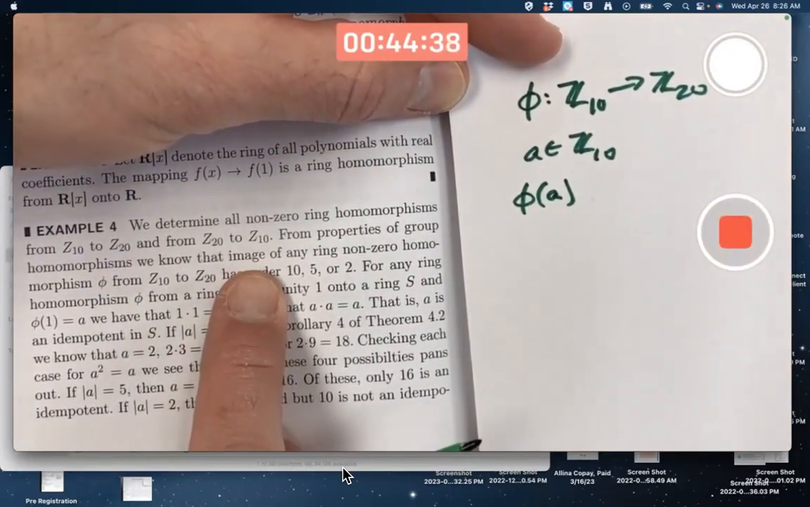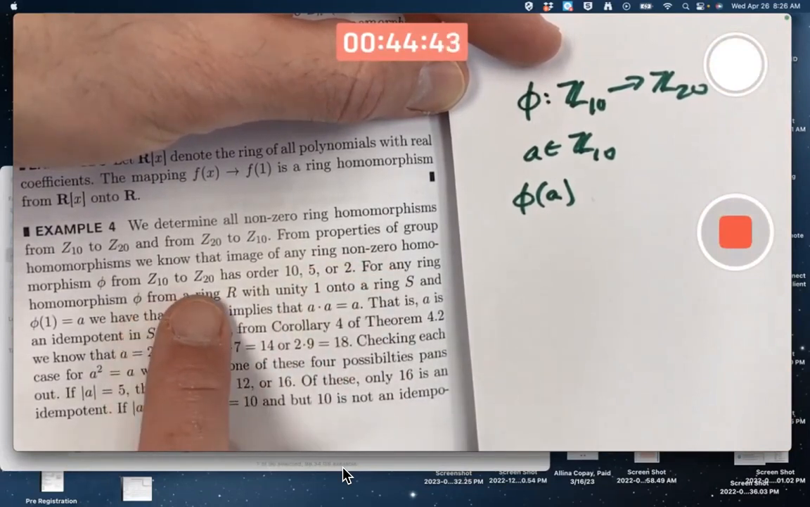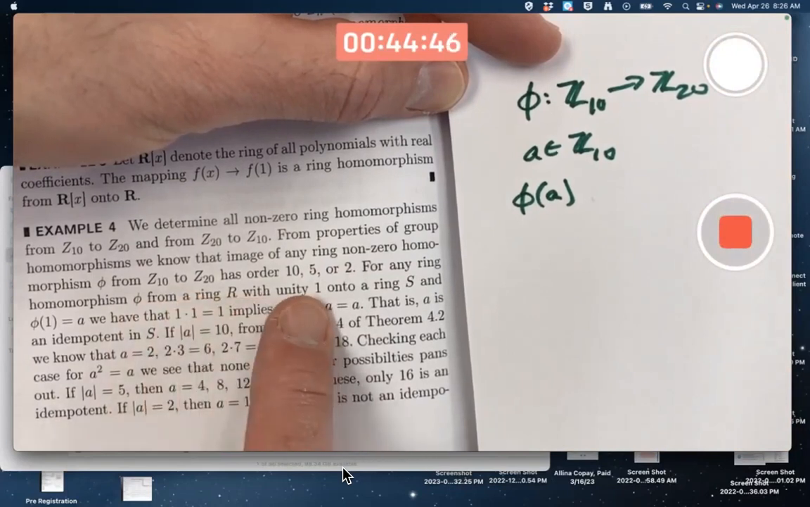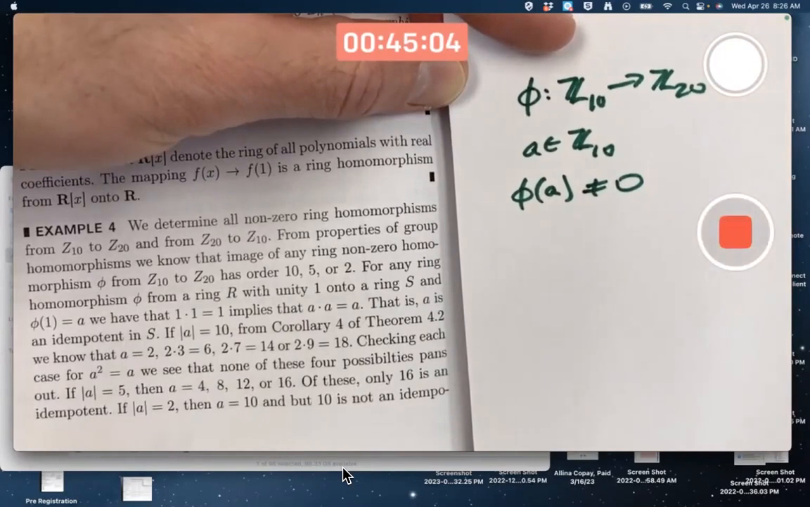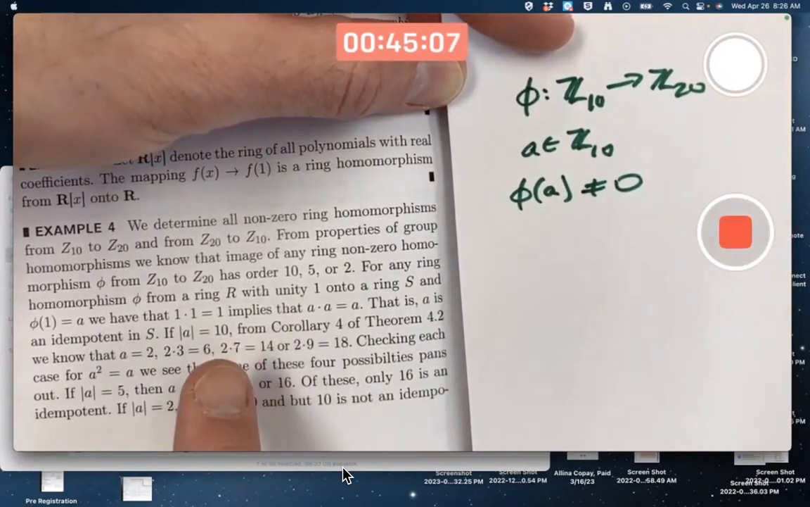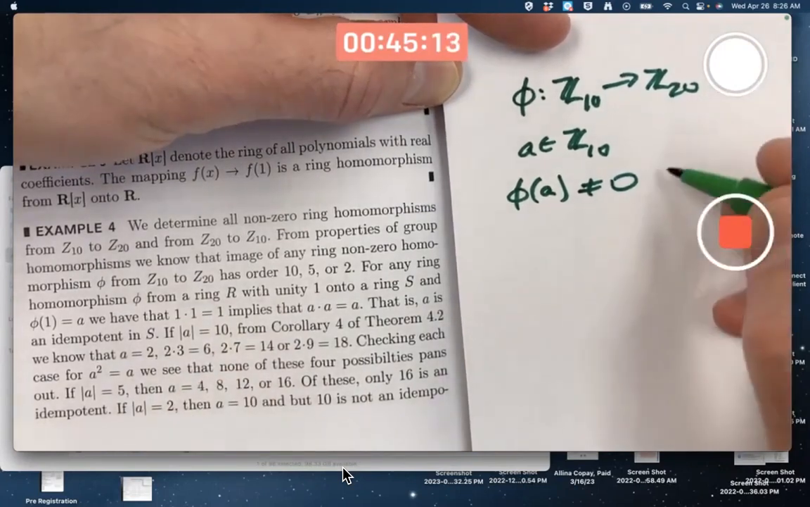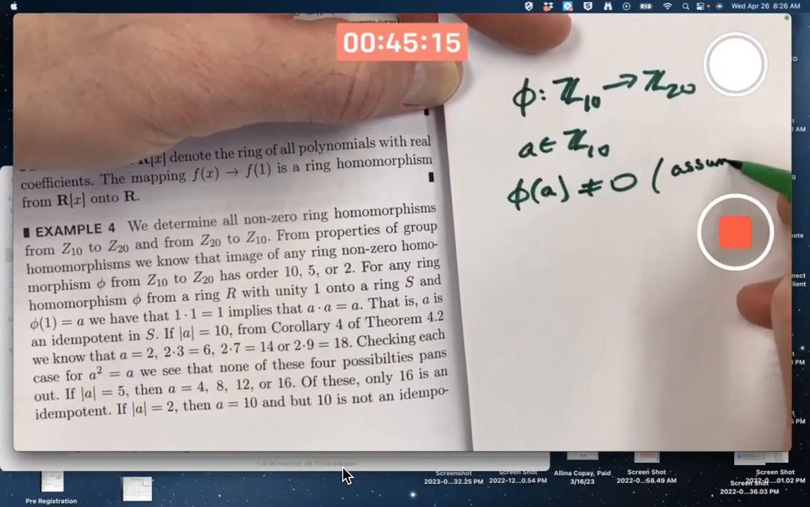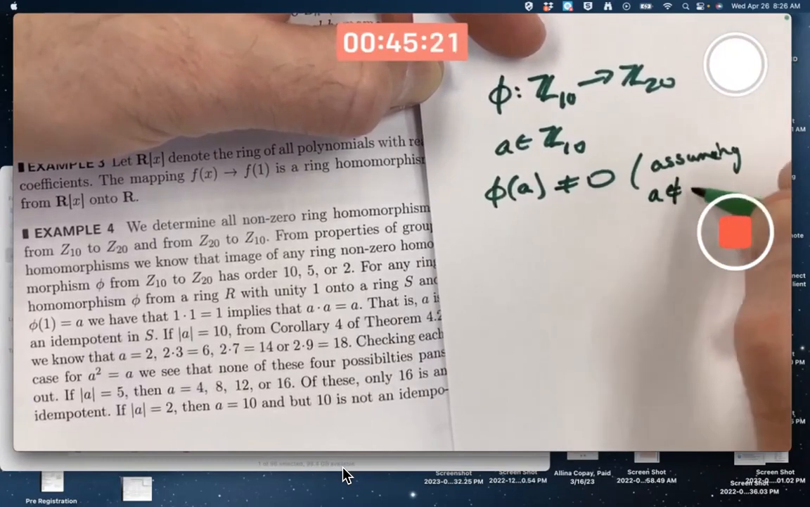We know that the image of any non-zero ring homomorphism from Z10 to Z20. And I think the author is implying not only is phi not mapping everything to zero, phi is also not mapping phi of A to zero. So I'm assuming this is non-zero, because if it were zero, it would have order 1. So I'm assuming A is not in the kernel of phi.